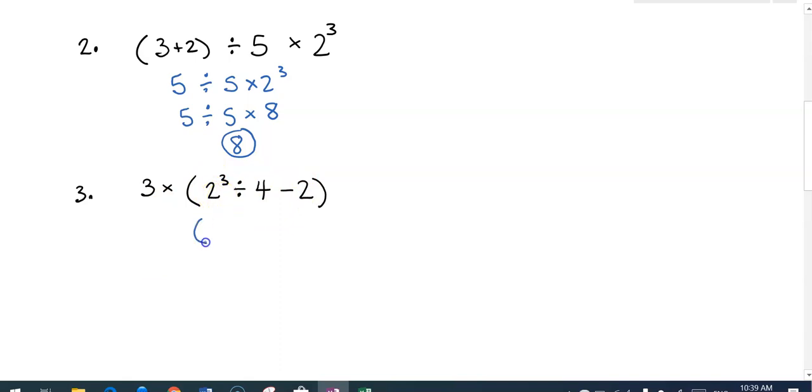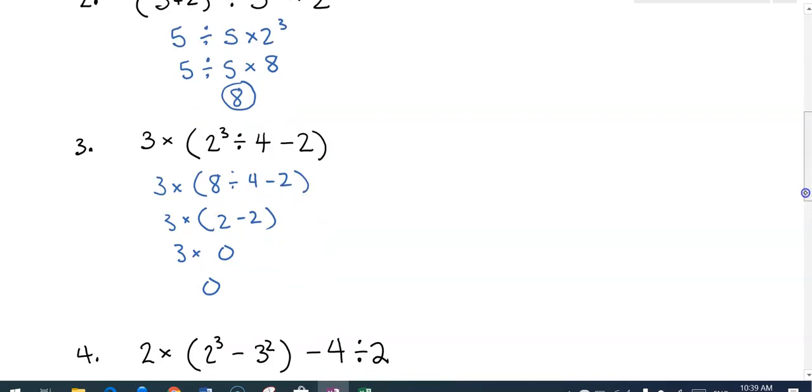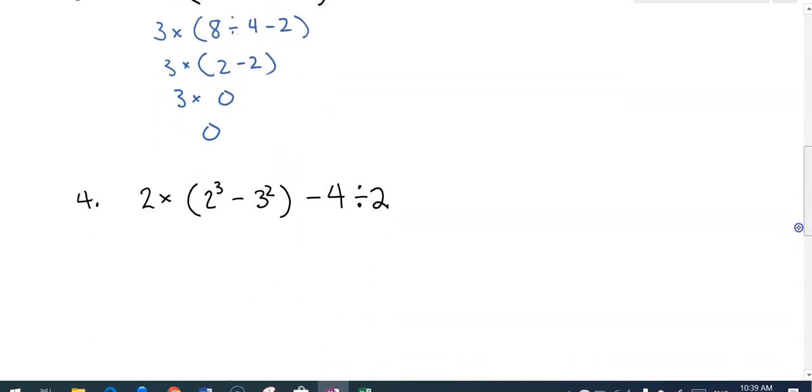So I'm going to do my exponents first, bring down what I'm not using. 8 divided by 4 minus 2. I'm now going to get 2 minus 2. I'm now going to get 0. 2 minus 2 is 0. 3 times 0 is 0. All right, so making sure you do the brackets and order of operations within the brackets. Try this one.